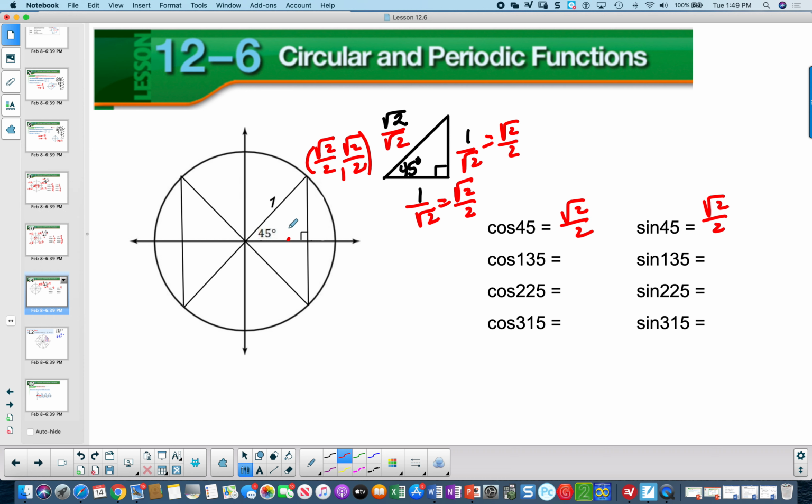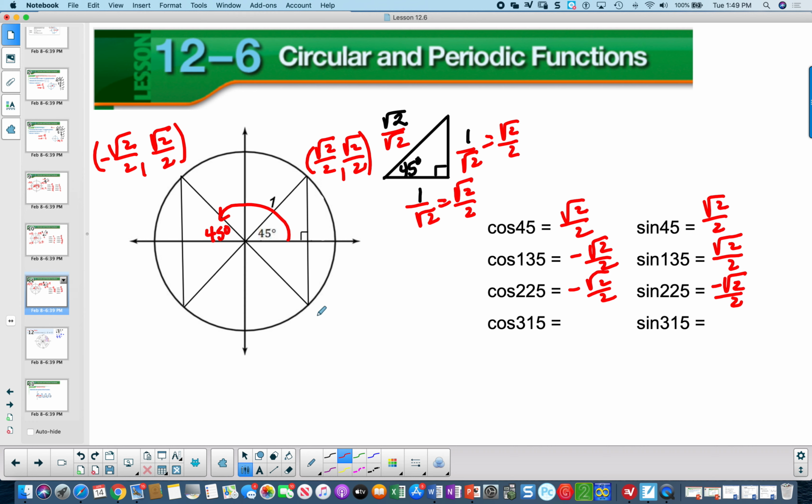Now, when we go to 135, this will be a reference angle of 45 degrees. It's the same numbers, we just have to change whether it's positive or negative. What's going to happen is the x has to be negative. So this answer will be negative root 2 over 2, and this will be positive root 2 over 2. Remember, in this quadrant, same thing, but both of them have to be negative.